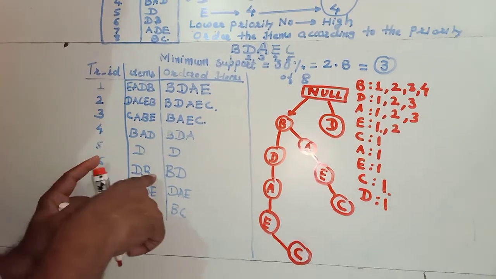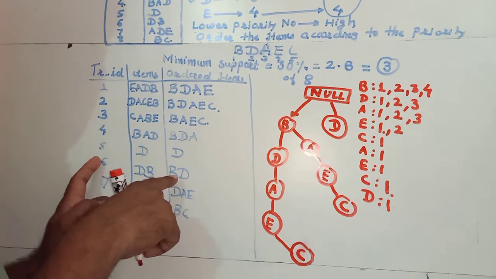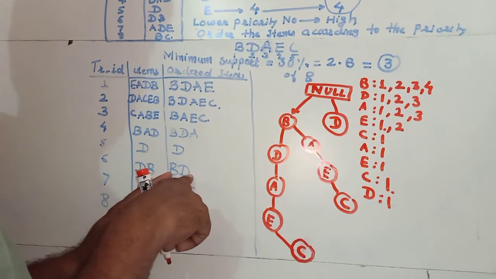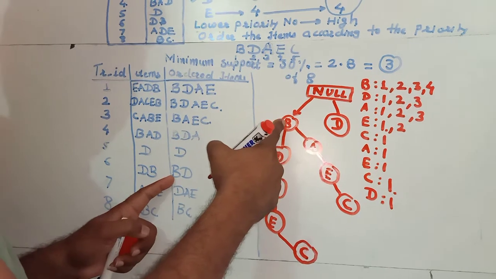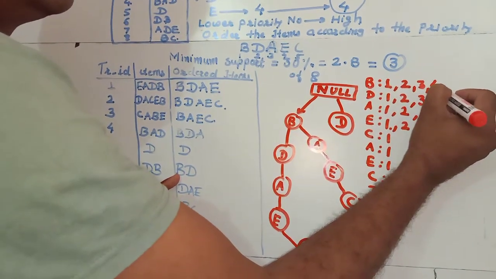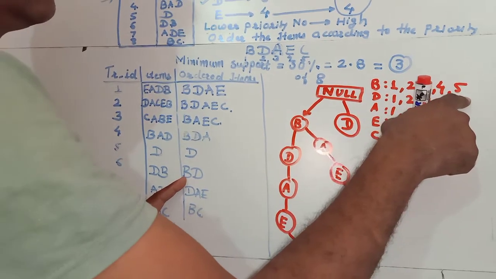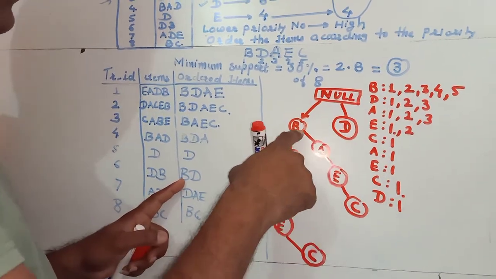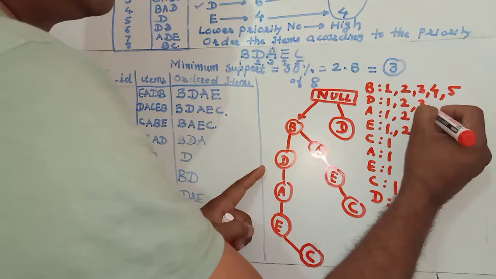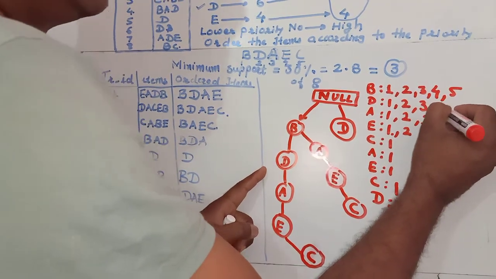Next transaction ID is 6, and the ordered items are B and D. So B we have with us, so we will write down the occurrence as 5. After B we have D also, so we will write down occurrence as 4.